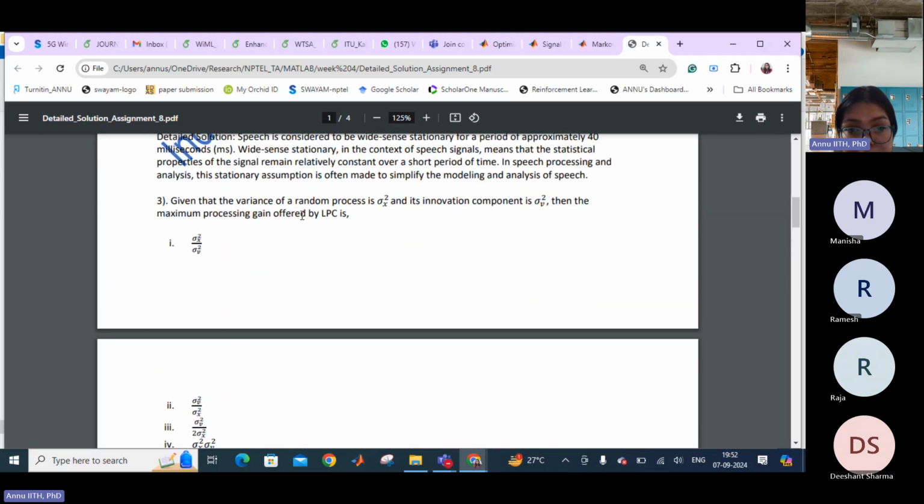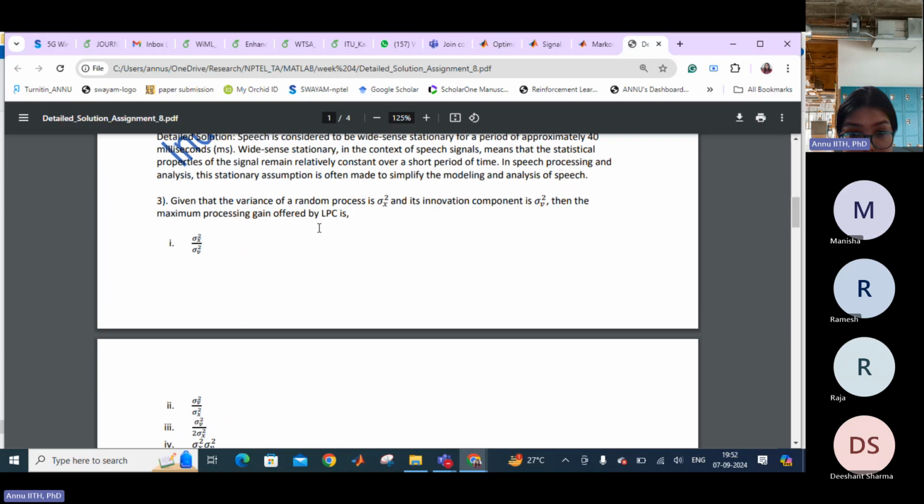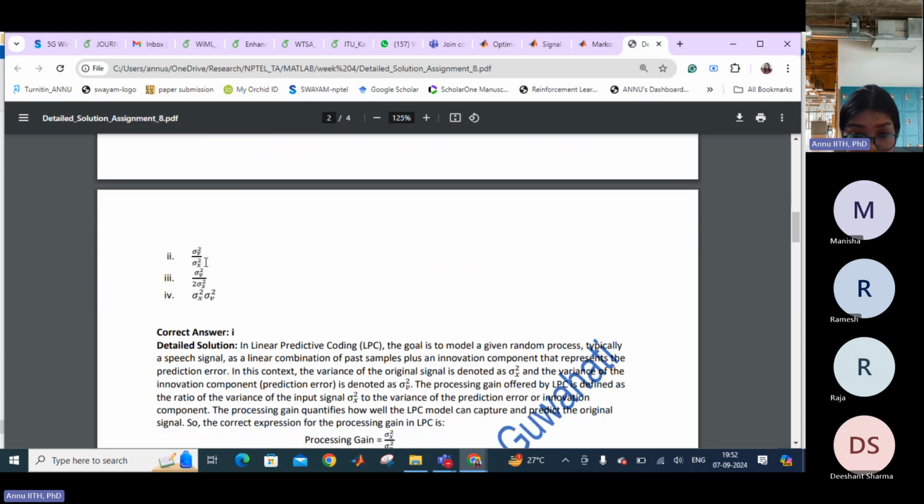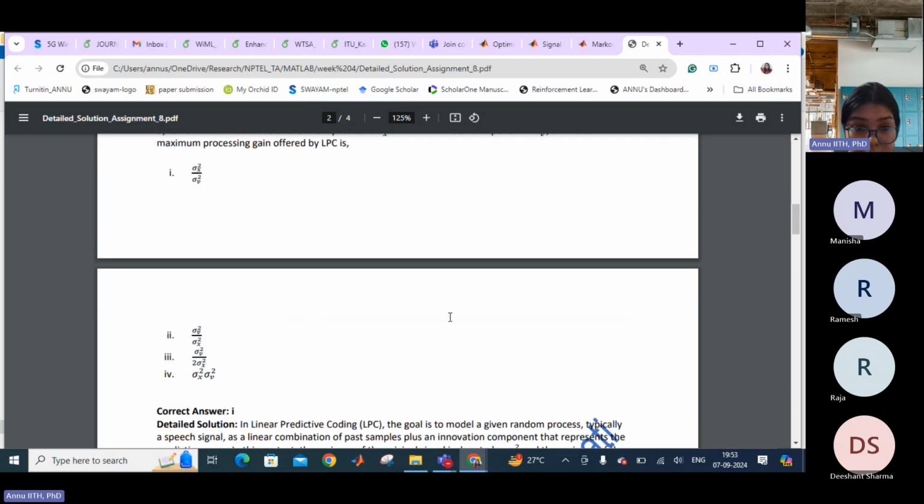Given the variance of a random process and its innovation components, the maximum processing gain of LPC is this one, which was clearly explained in the class also. The processing gain is this one for linear predictive coding.